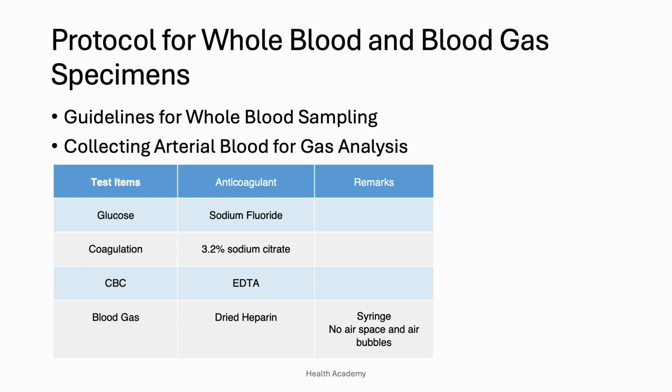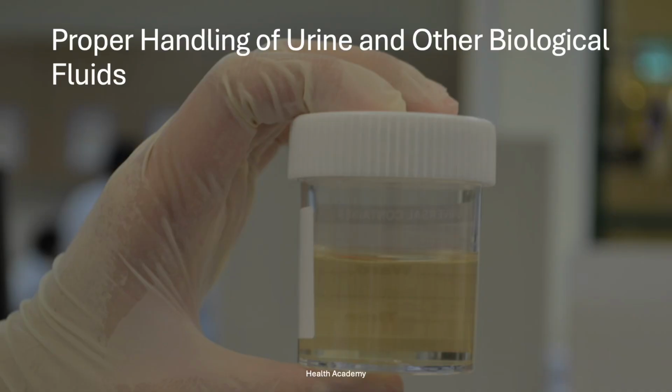Collecting arterial blood for gas analysis. The technique for blood gas and acid-base status testing involves arterial blood collection in heparin-prepared syringes, meticulously avoiding air to ensure the fidelity of gas measurements. Proper handling of urine and other biochemical fluids. Conducting timed urine tests. The accuracy of extended urine tests relies on the use of preservatives such as boric acid to safeguard the sample's stability and reliability over the collection period.